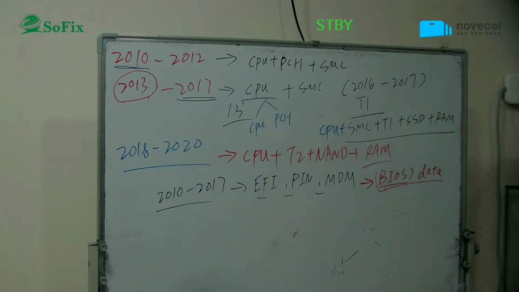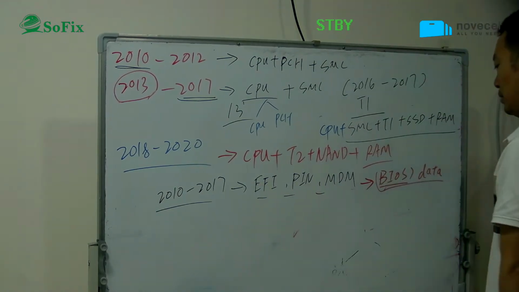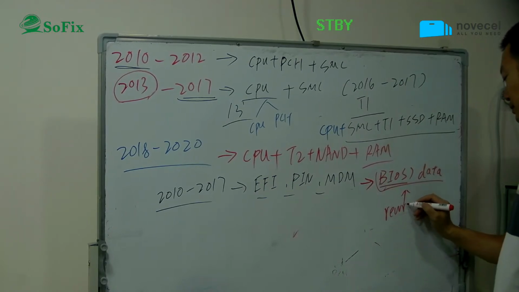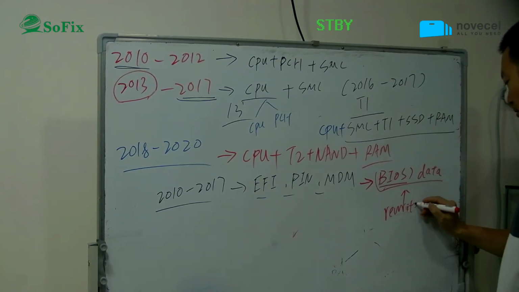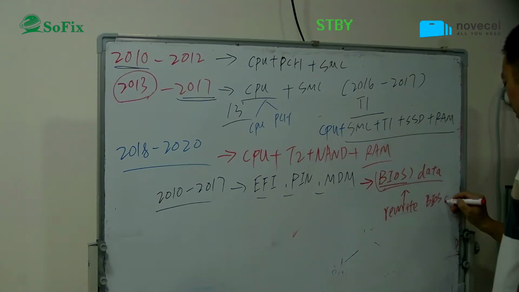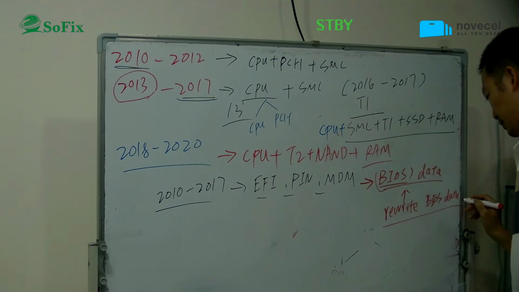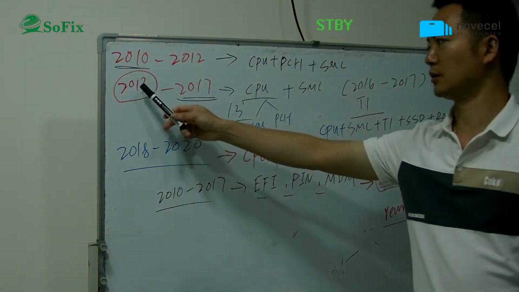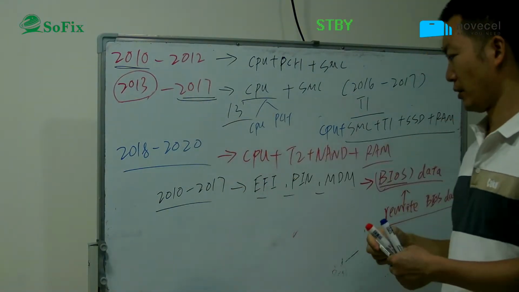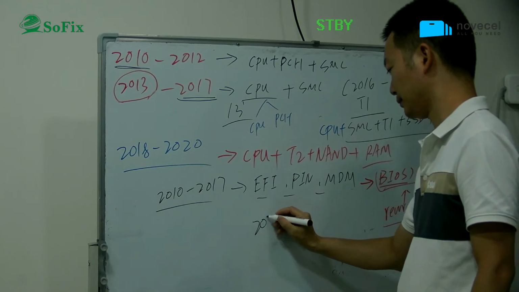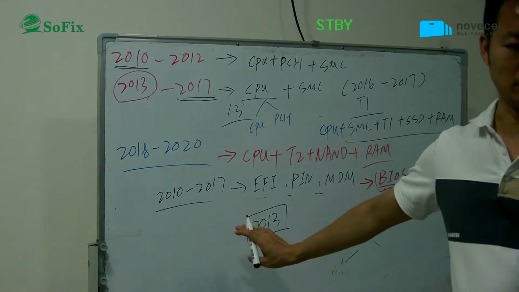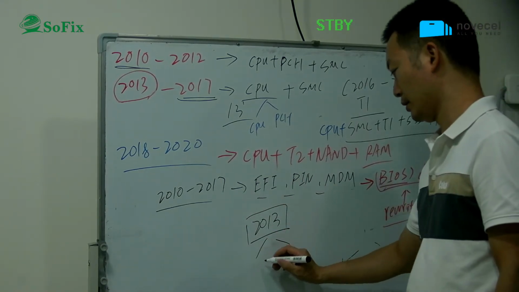So you can write the BIOS data. You write the BIOS data to unlock the EFI, PIN lock, and the MDM. Write the BIOS data. Before I tell you, from 2013, from this year, the BIOS data on the MacBook Air and MacBook Pro, all the models, has the ME.